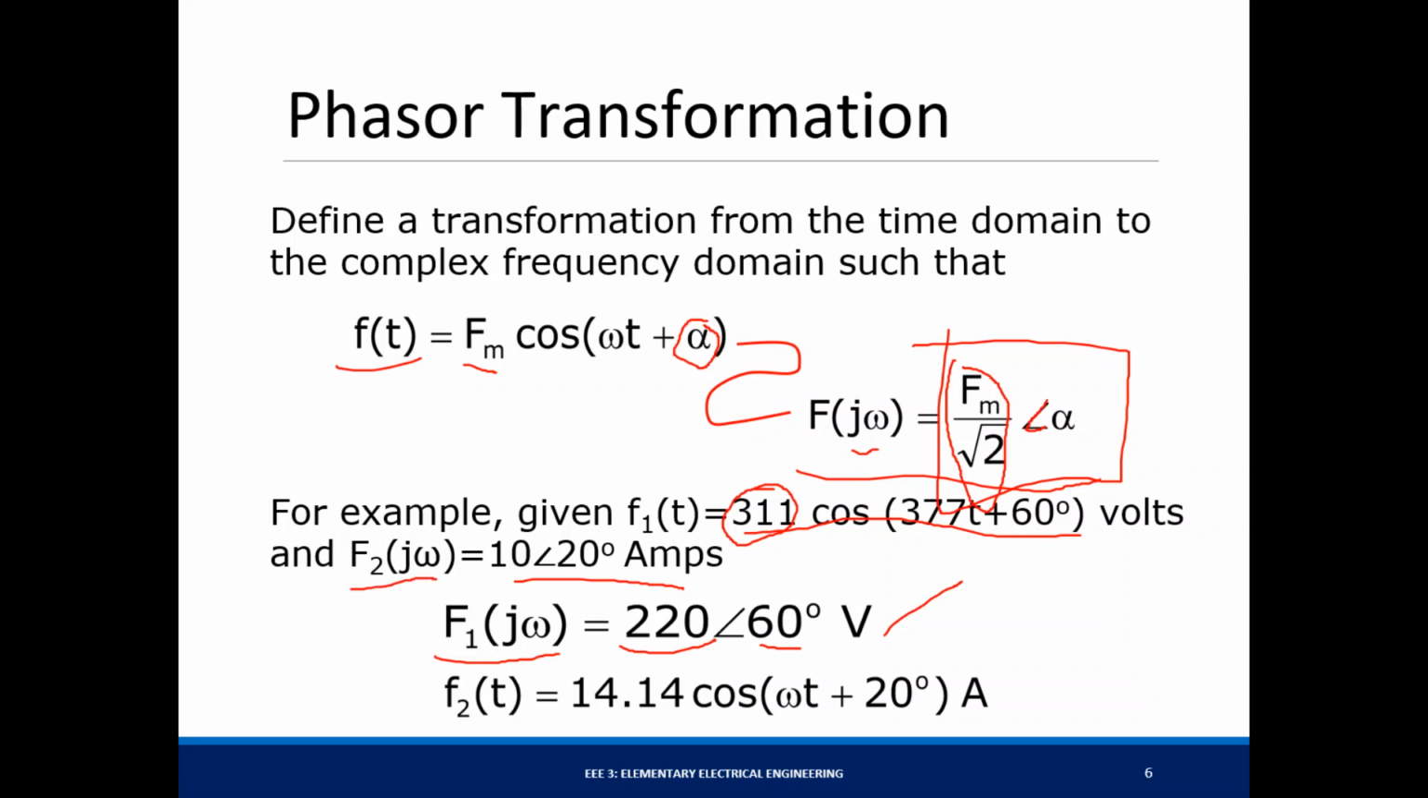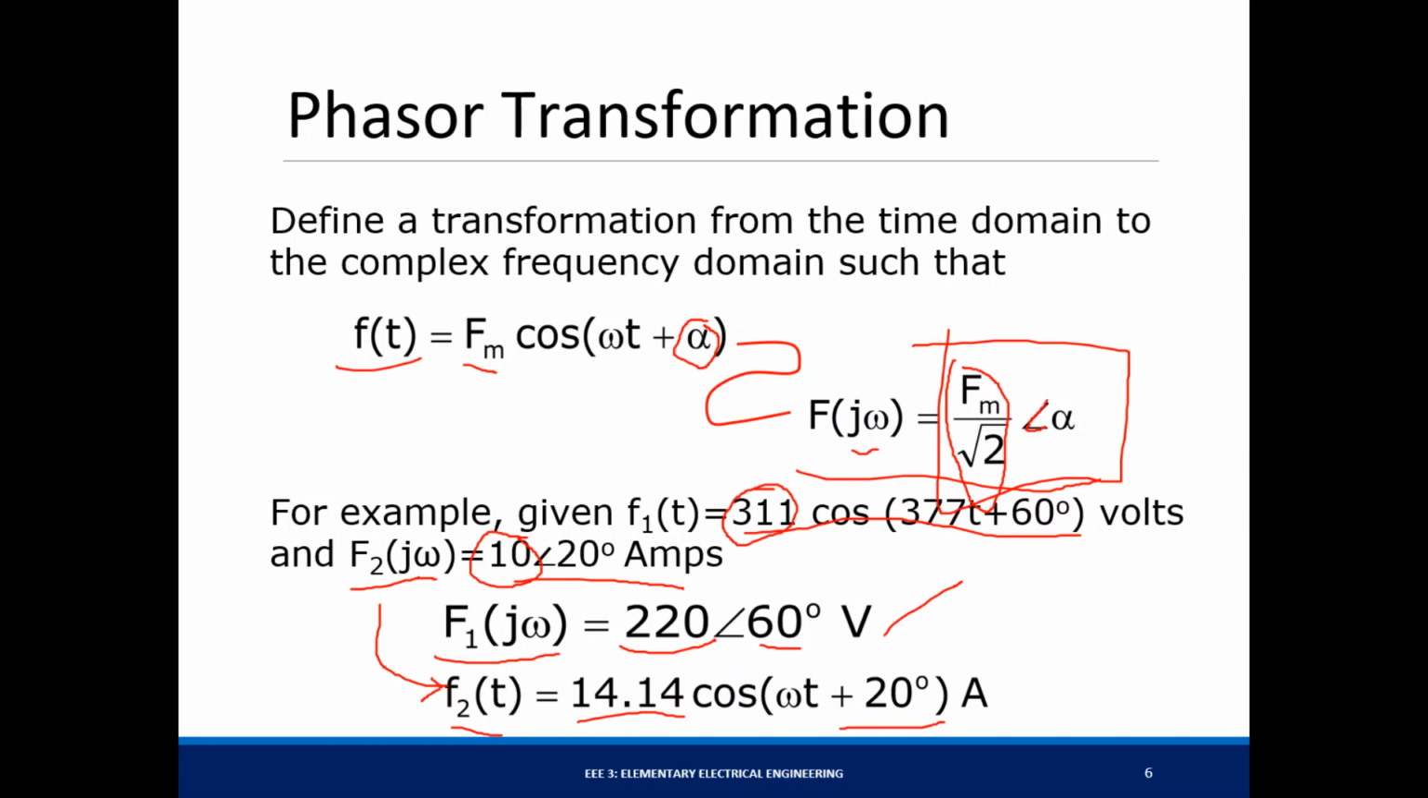This f2 of j omega can be converted back. Given that omega is just omega, your f2 of t becomes 10 times square root of 2, because since this is an RMS value, 10 times square root of 2 is the amplitude, and 20 degrees is the phase shift, so plus 20 degrees right here.